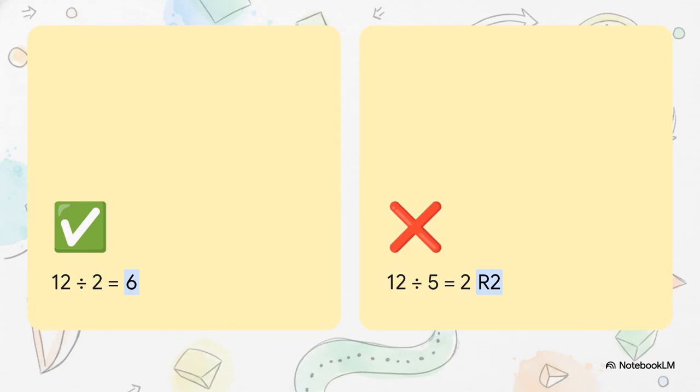Let's look at the difference. If you take 12 and divide it by 2, you get a clean 6. It works out perfectly. But what happens if you try to divide 12 by 5? Well, everyone gets 2, but you're left with a remainder of 2. Because we have that annoying leftover, we say that 12 is not divisible by 5.